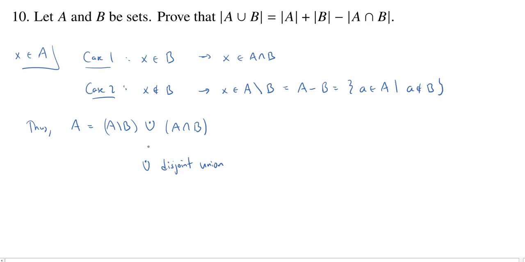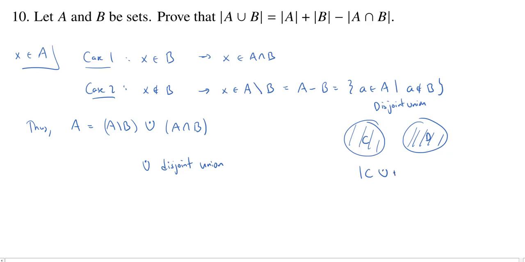Now, the beauty of a disjoint union: from a pictorial point of view, this is what a disjoint union looks like. You have two sets and you get everything in both, and there's nothing which is in the intersection. And it's very easy to compute the cardinality of a disjoint union. You simply add the size of the two sets. So if I had here some set C and some set D, the cardinality of this disjoint union is just going to be the sum of the cardinalities of the individual sets.